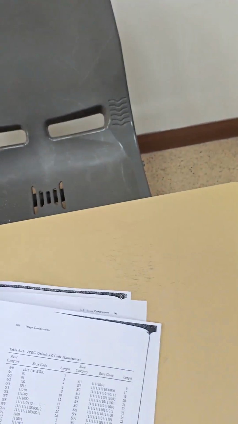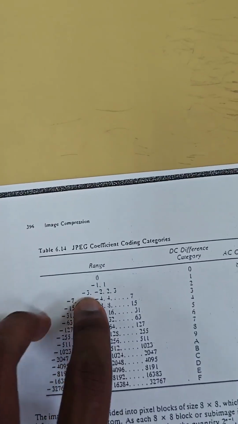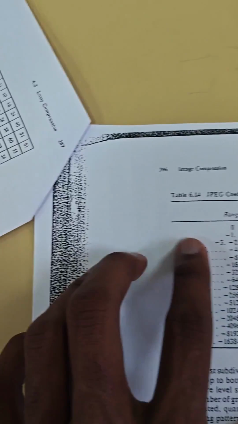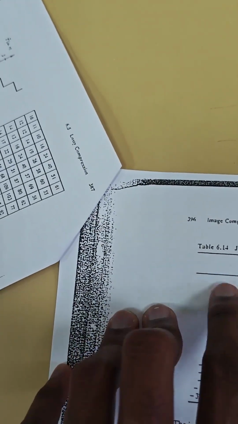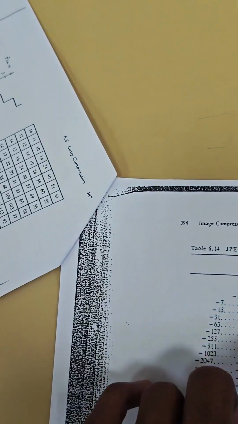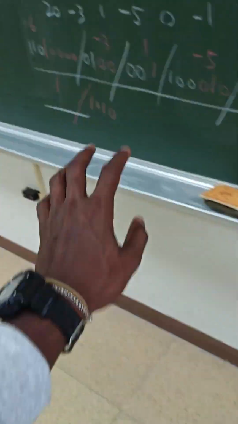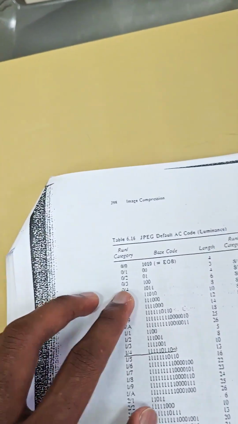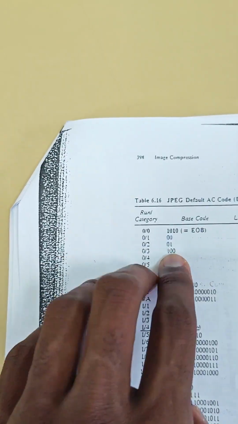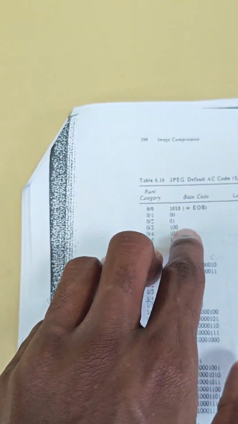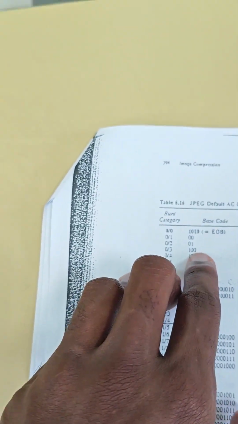So -5, you come here, this range. This range is category, can I see? 1, 2, 3, 4. Category 3. Category 3 corresponds with... how many zeros before it? 0. So it is 0, 3. 0, 3 is here. So that's 1, 0, 0. Length 6. So we have 3 more bits to represent minus 5.